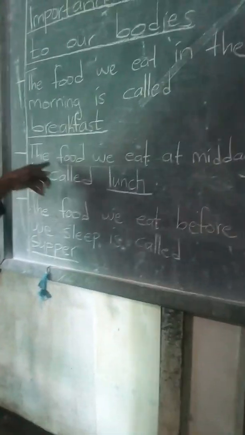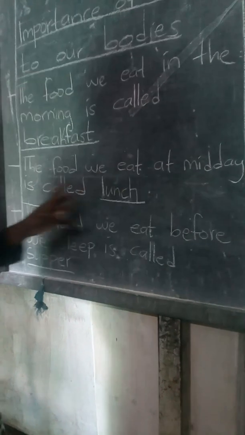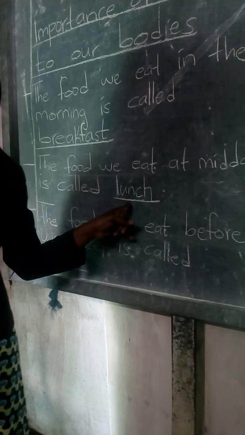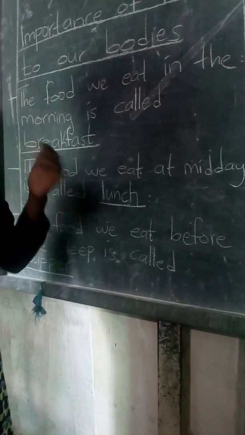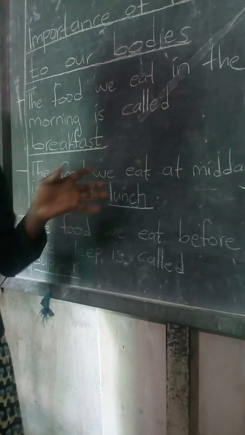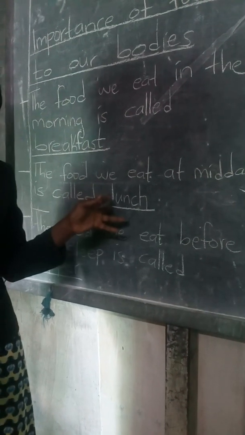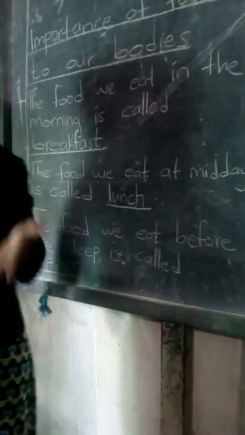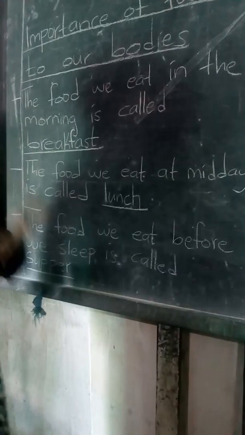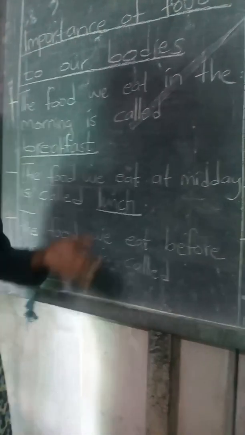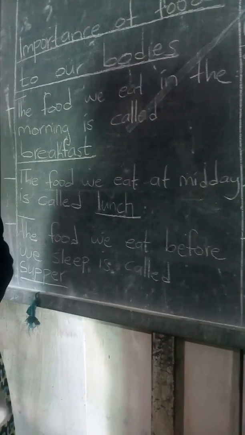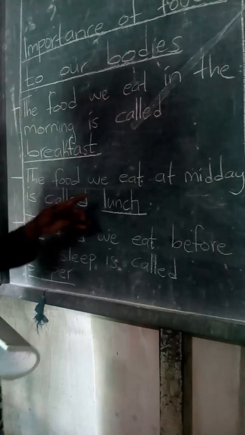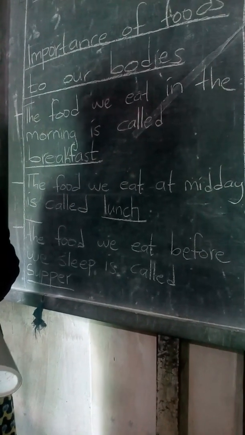Secondly, we have the food that we eat at midday. The food that we eat at midday is called lunch. Examples of this food are rice, chapati, vegetables, fish, and many others. So think of other food that you can eat at lunch.